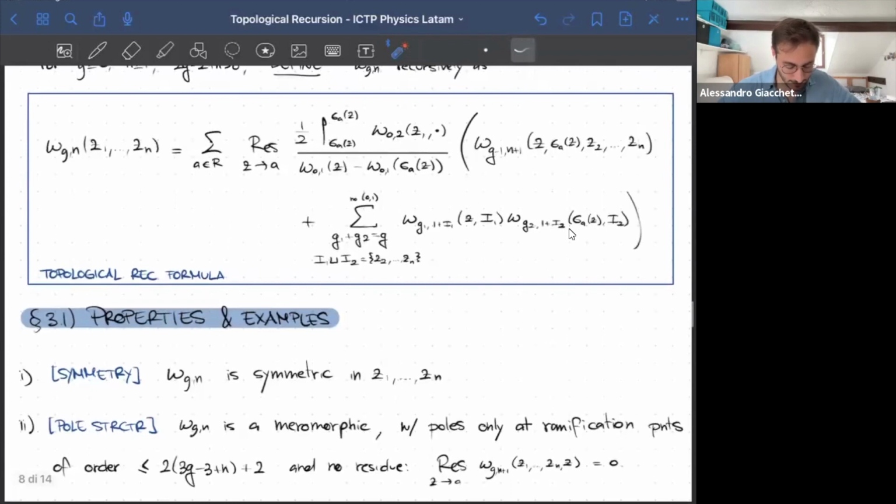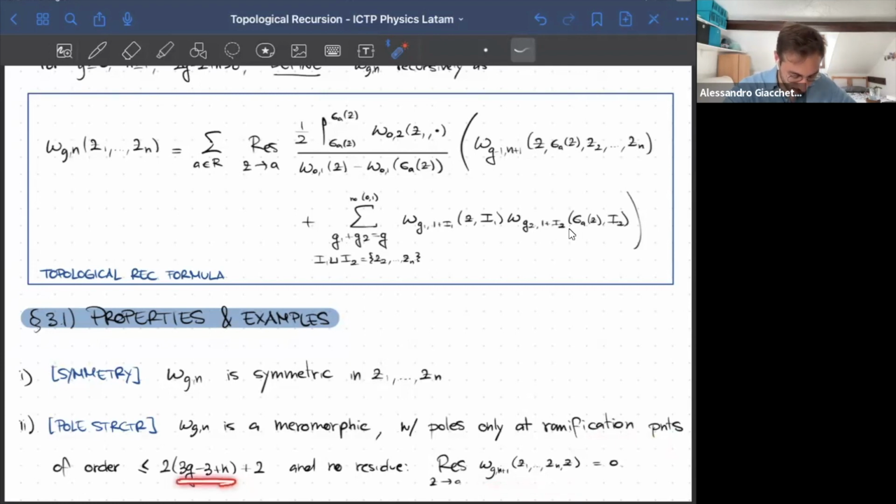Another property is that all these correlators have a very specific pole structure. One can prove that they are all meromorphic, and the poles are only at the ramification points. You can also control the order of the poles. The order is always less than or equal to 2 times (3g minus 3 plus n) plus 2. And they also have no residues.